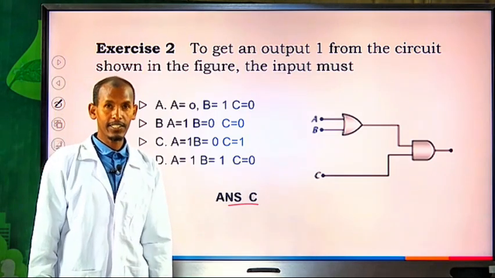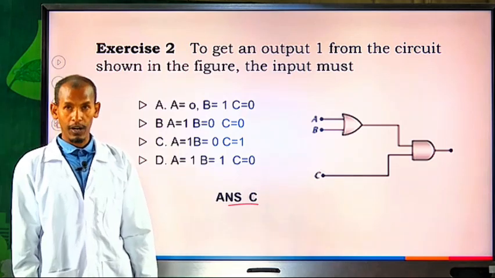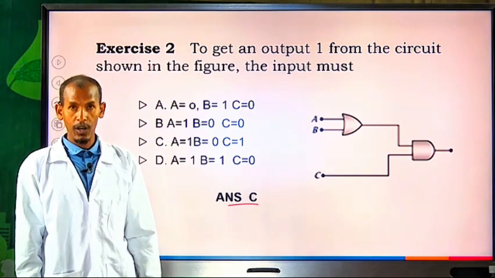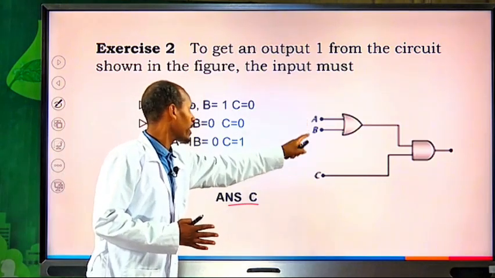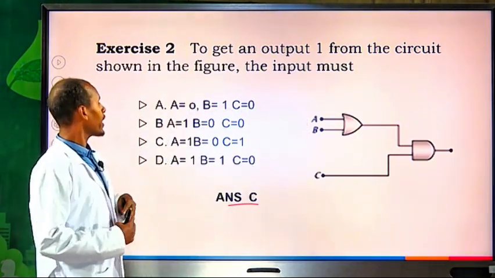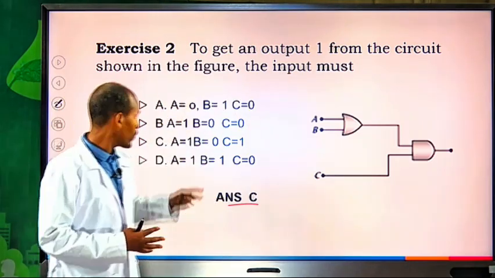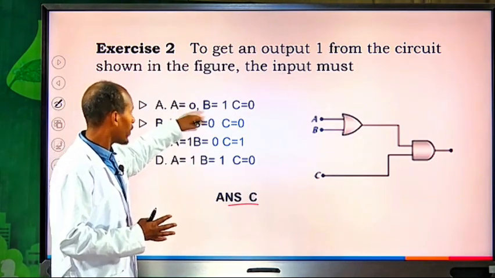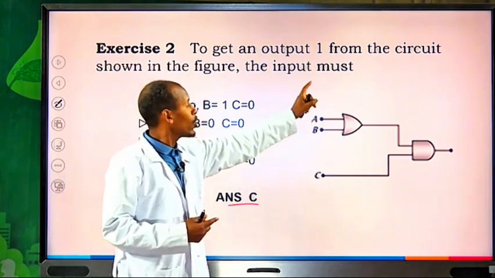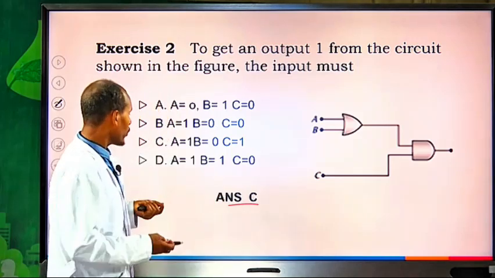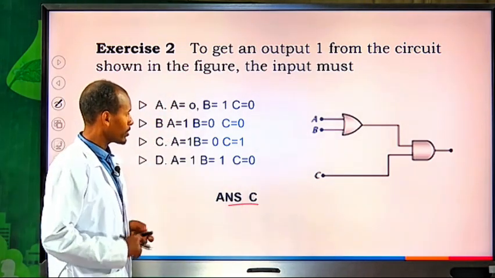Okay, students, let us see exercise 2. To get an output 1 from the circuit shown in the figure below, which values will give it? If you substitute the values for A, B, C from the choices, which choice will give you the output 1? If you check one by one the values of A, B, C in the given logic circuit, you will get the answer, which is C. And check the result, please, students.